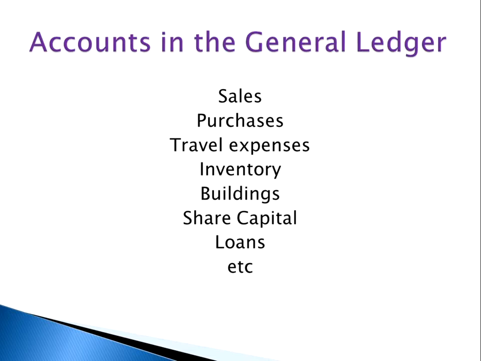Moving on to the general ledger, this is the one that contains most of the transactions other than debtors and creditors and cash. This records all the other things that go on in the business. So there will be an account for sales, an account for purchases, an account for travel expenses, and so on and so on. Everything that you want to keep track of will have its own account in the general ledger.